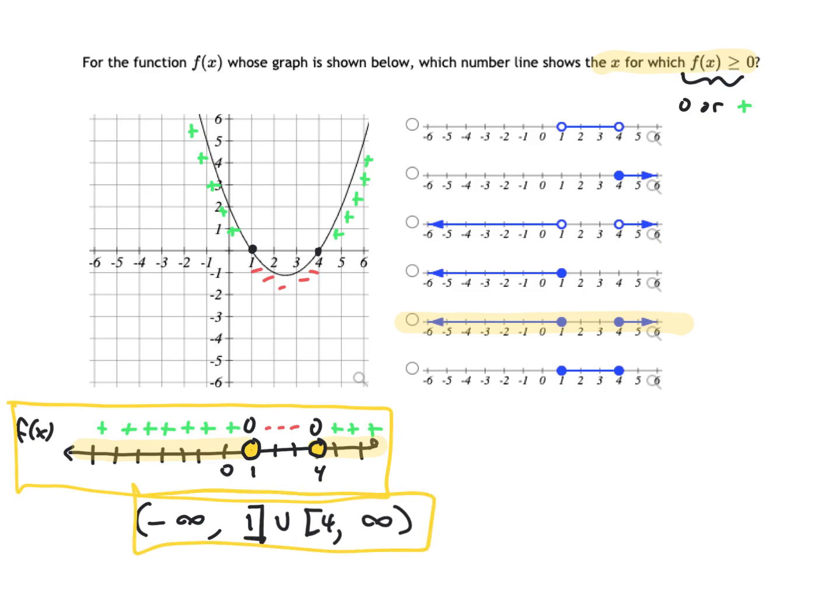I can either shade it and find the one that matches the shading, or I can convert that picture into interval notation and then just find the intervals over here that answer the question. So regardless of whether the answer here is supposed to be a number line or interval notation, I can figure either one out from the sign chart that I've created.